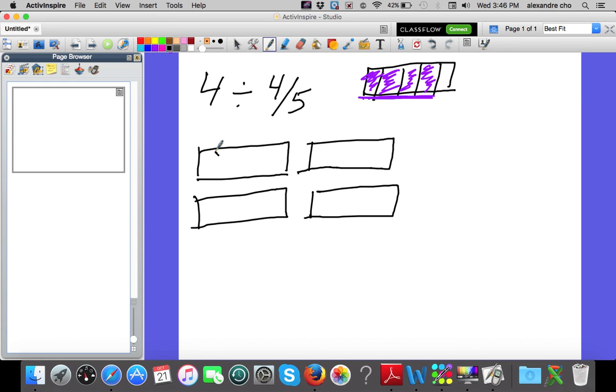So let's cut first of all our chocolate bars into fifths. 1, 2, 3, 4, 5. Then again for each of the other bars. Okay.